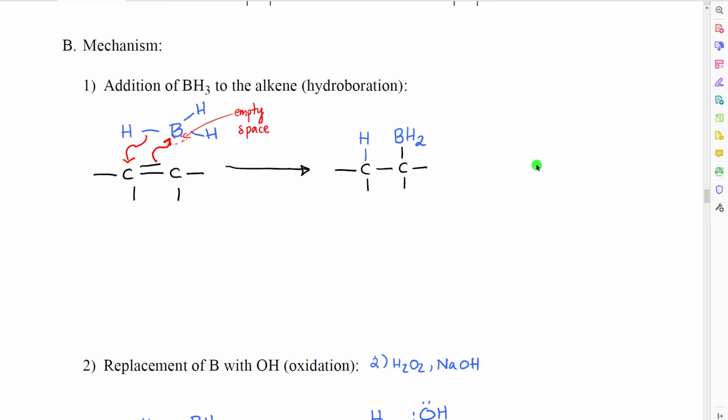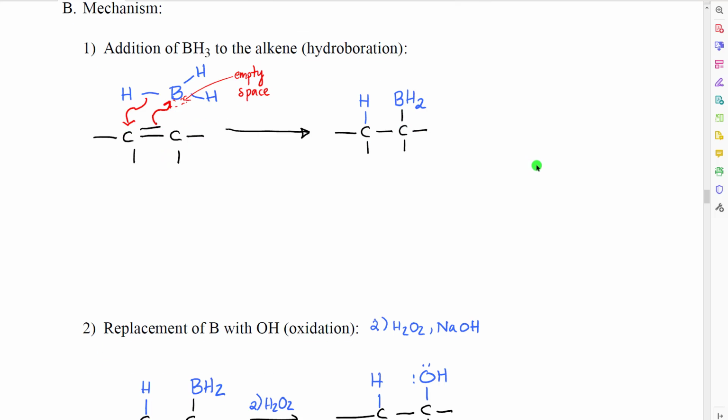Let's take a look at our mechanism. Our mechanism has several steps, and in fact has a part 2. So in the first step, the borane reacts with the alkene. Now this reaction is a fairly complicated reaction. It all occurs in one step. It's what's known as a cycloaddition.